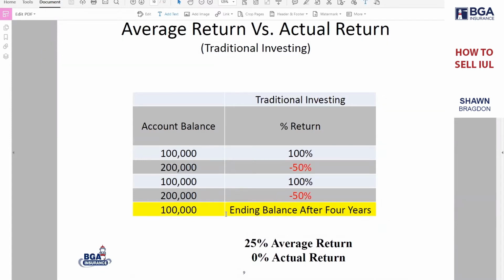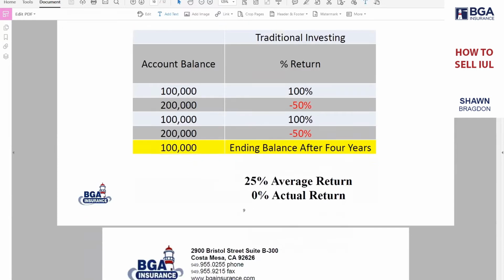With an index UL product, due to the fact you're contractually guaranteed to never have a negative rate of return, you're getting actual returns.